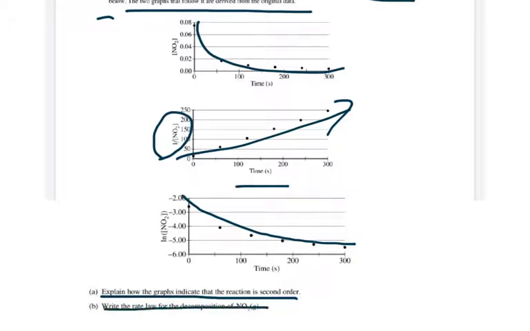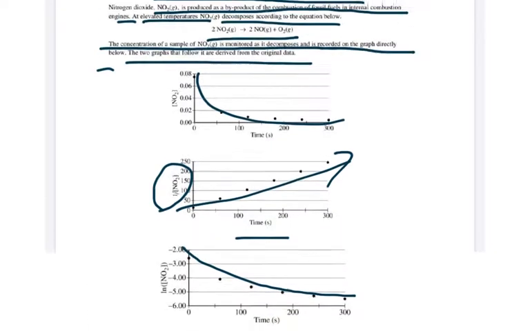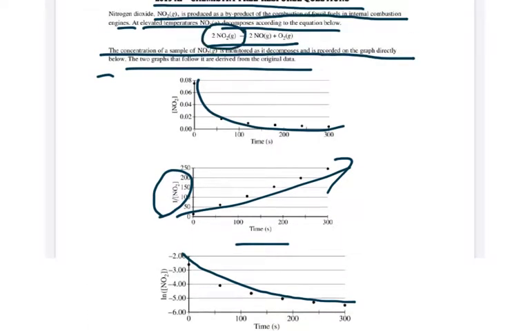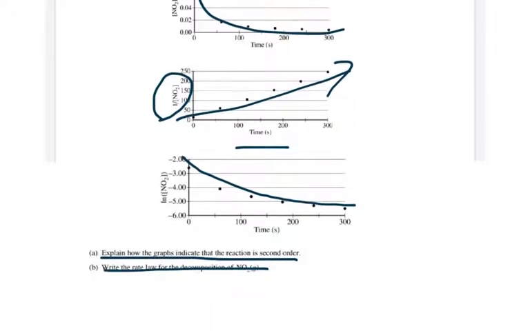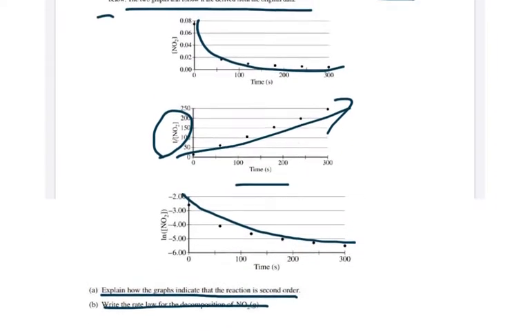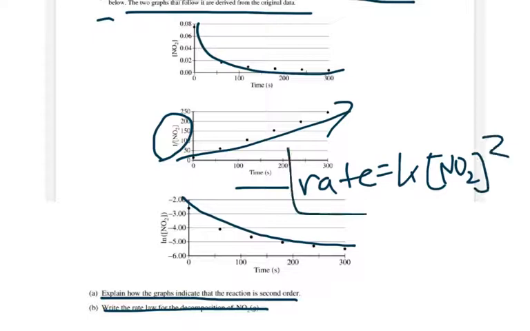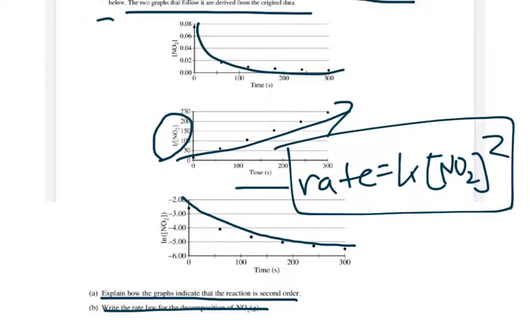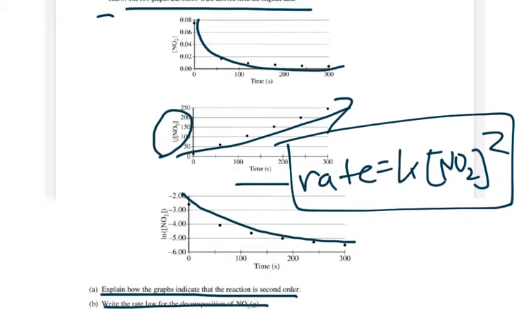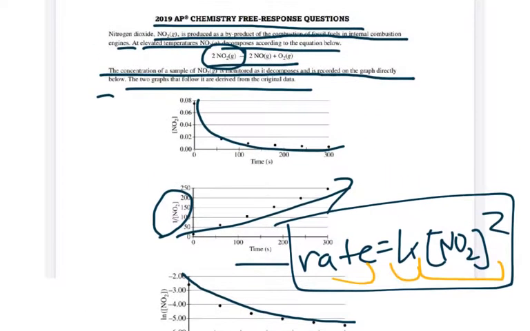Write the rate law for the decomposition of NO2. Well, we see in our reaction that NO2 is our only reactant, so I am assuming that we don't have to worry about anything else for now. So rate is equal to K times the concentration of NO2 squared. And I'm not worrying about anything else because they don't introduce any other chemical that we should be worried about. So for now, the rate is equal to K times the concentration of NO2 squared.